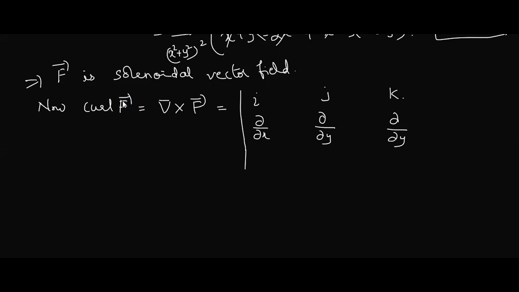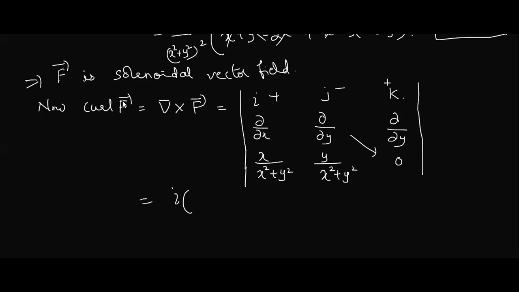What are they? What is the i coefficient? X upon x square plus y square, correct? The coefficient of j is y upon x square plus y square. What is the coefficient of k? 0. If you want, you can expand it by the third column or third row. Let it be; we will not take the trouble. We will stick to the first row only. Yes, so you know how to do it. So what is the derivative of 0 with respect to y?